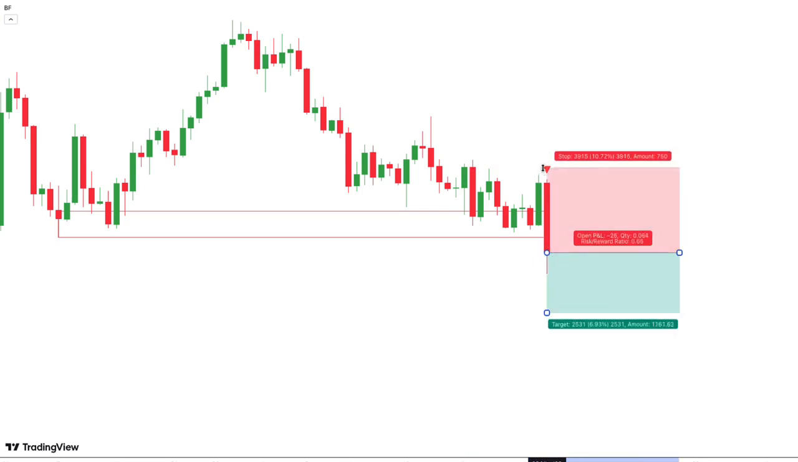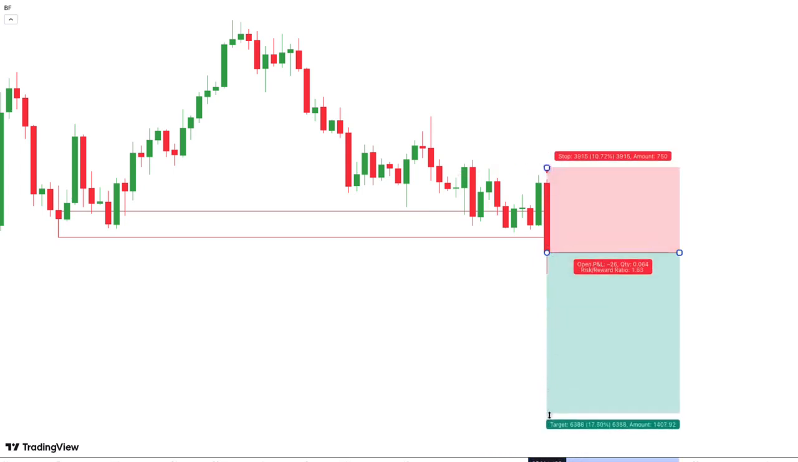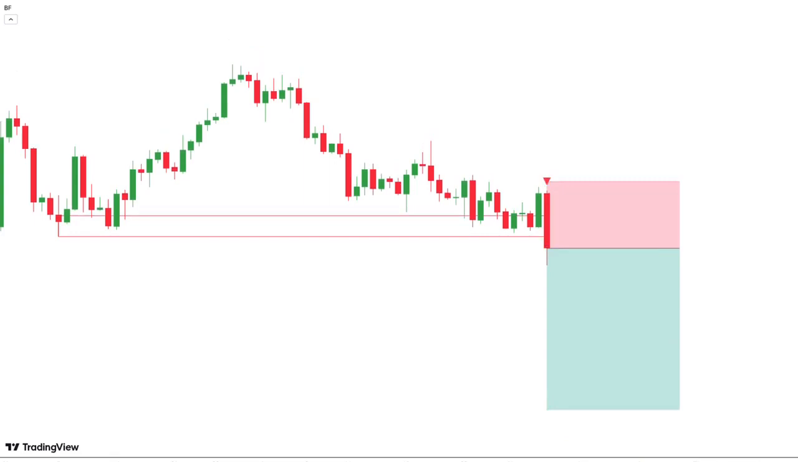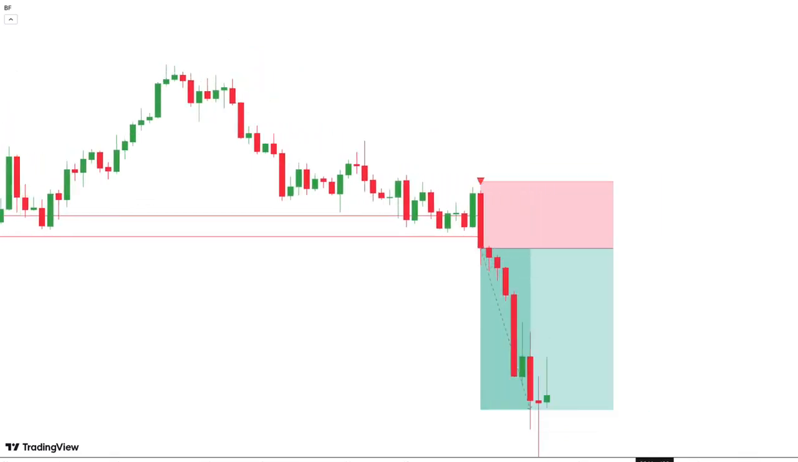We will be placing the stop loss above the upper line of the breakout box. For the take profit, we will be targeting a 2 times risk to reward ratio. Now, let's see how the trade plays out.